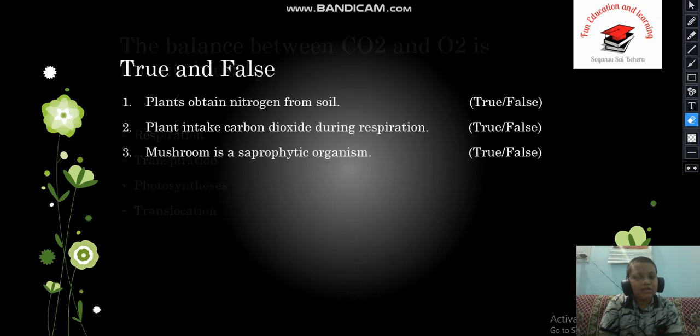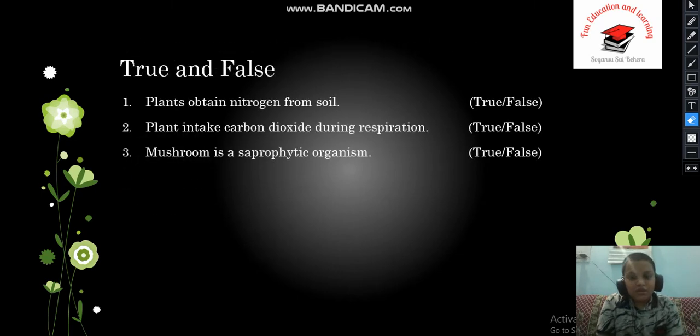Next, true and false. Plants obtain nitrogen from soil. True. Plants intake carbon dioxide during respiration. False. They take carbon dioxide during photosynthesis. Mushroom is a saprophytic organism. True, I have told you before.